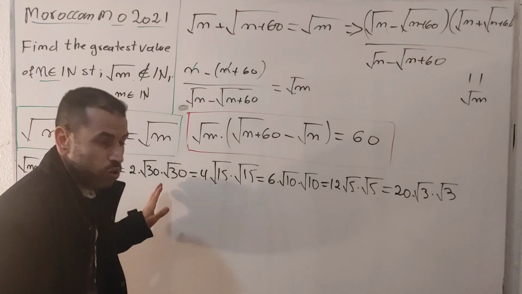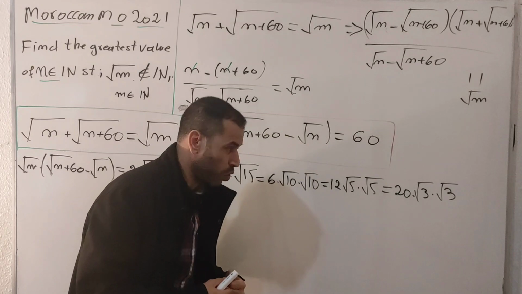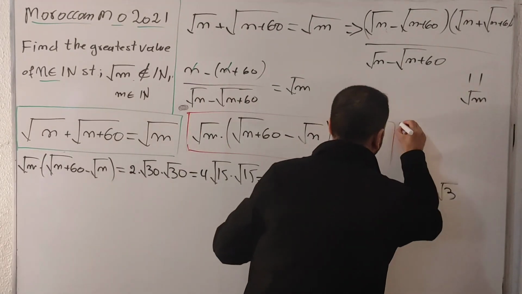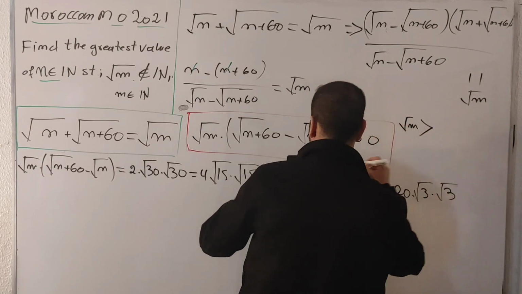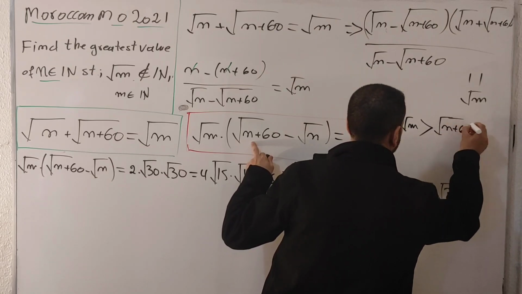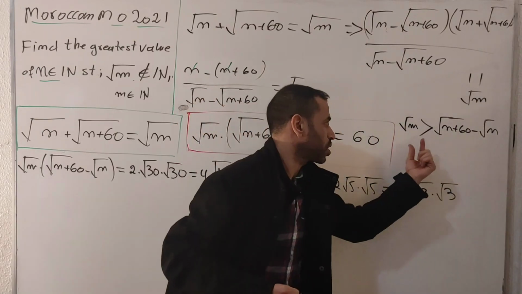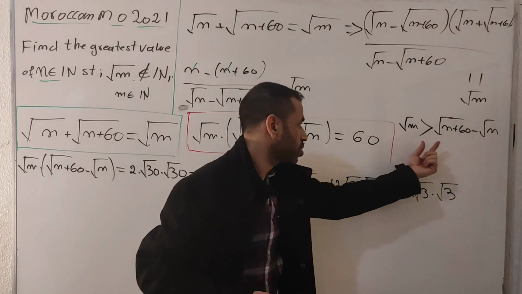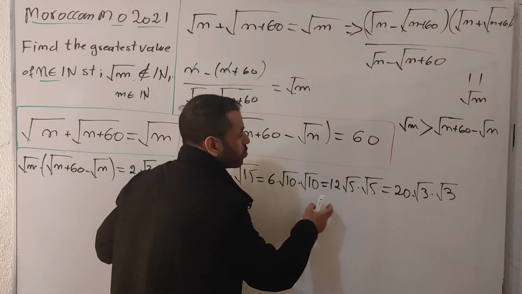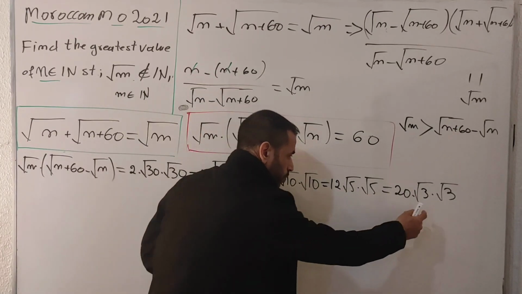Now if I go through all these cases, it will be a lot of work, too many cases. We cannot work like this. I'm going to add this: square root of m is always bigger than this term, square root of n plus 60 minus square root of n. That means square root of m is taking the bigger number and this term is taking the smaller number. We are going to make the comparison to see which one is the biggest one here. The biggest one here is this one.